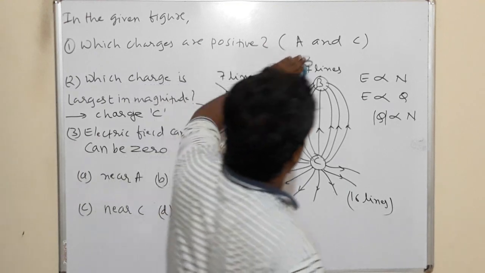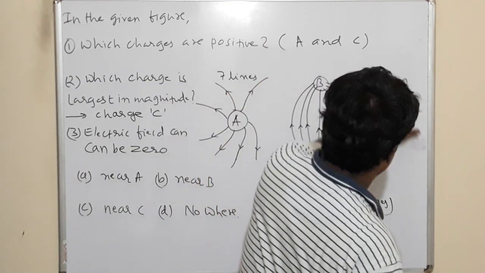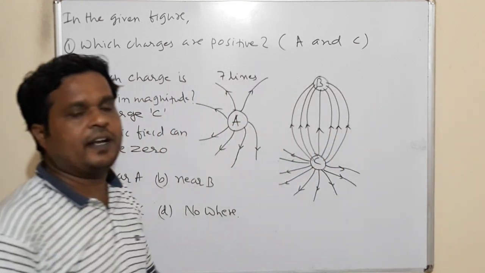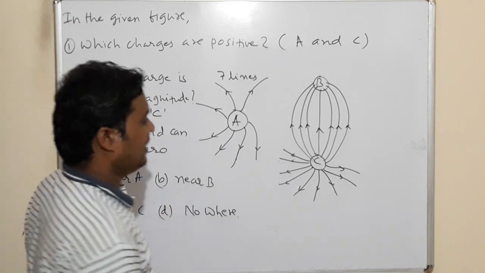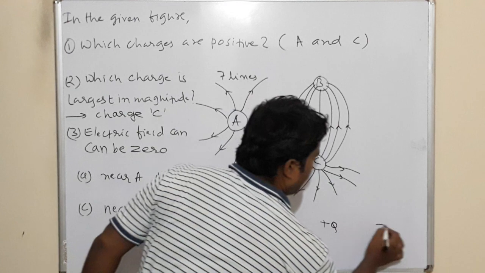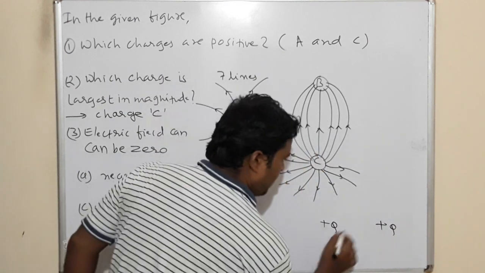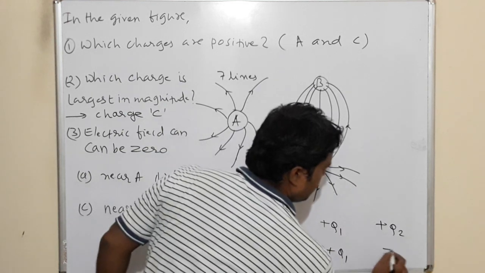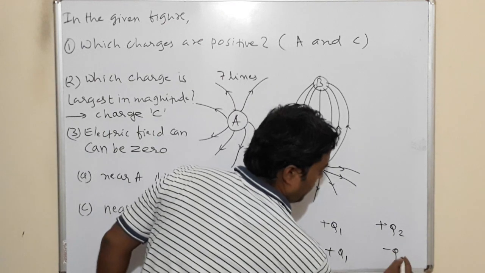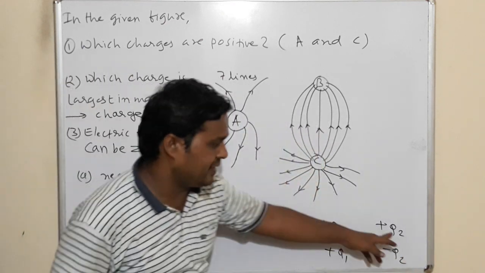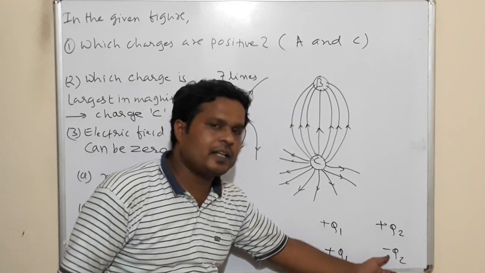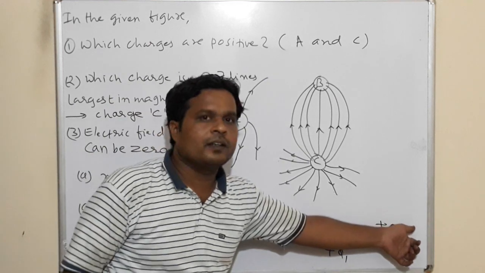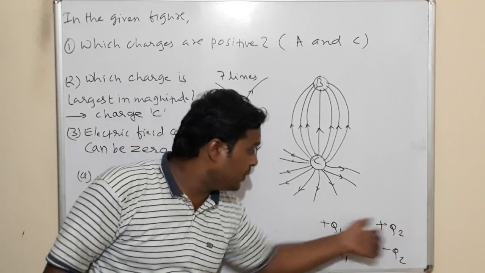While explaining the electric field due to a system of charges, in Electric Field Part 1, where we studied the electric field due to different systems of charges, I told you about two like charges and two unlike charges. For plus q1 and minus q2, where will the neutral point exist? If two unlike charges are there, the neutral point exists outside. If two like charges are there, the neutral point exists in between the charges.